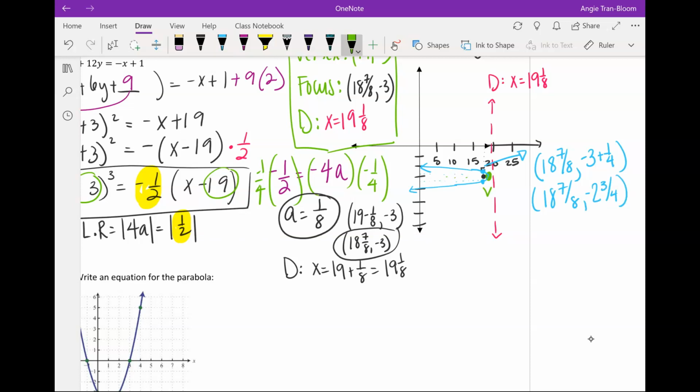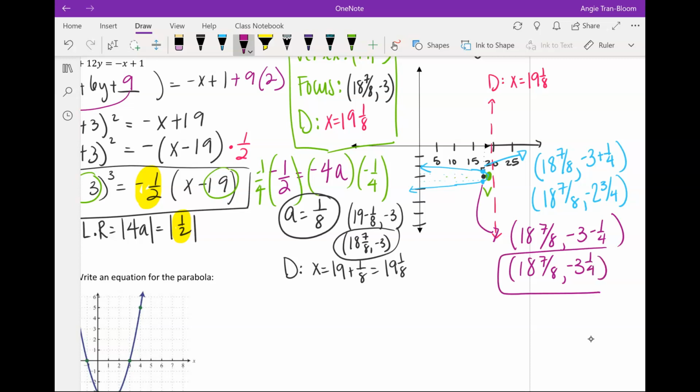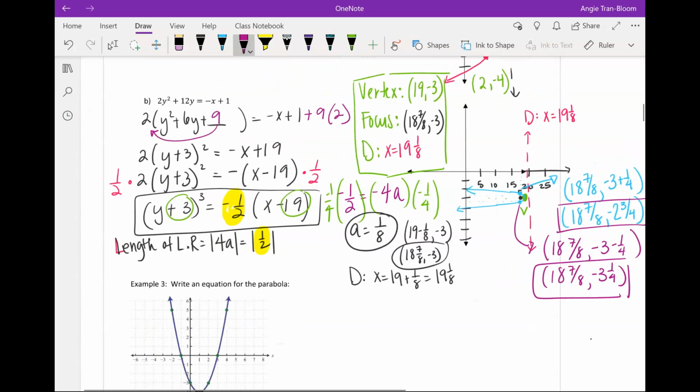We could also do the same thing on the bottom. The x coordinate is the same, 18 and 7/8. And we're going to take the -3, which is the y coordinate of the focus, and we subtract 1/4. So this final answer for the bottom ordered pair for the latus rectum is 18 and 7/8, comma, -3 and 1/4. So if I ask you for the ordered pairs, those are the 2 ordered pairs if it's ever asked. And that's how we find them. And I believe this is the end of example 2.